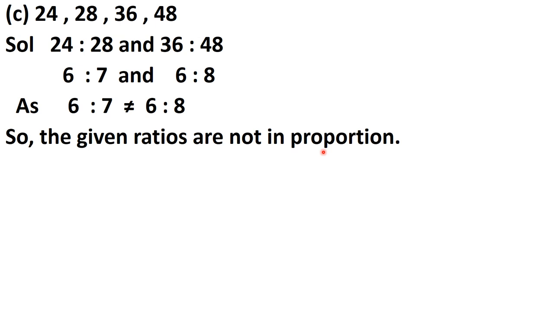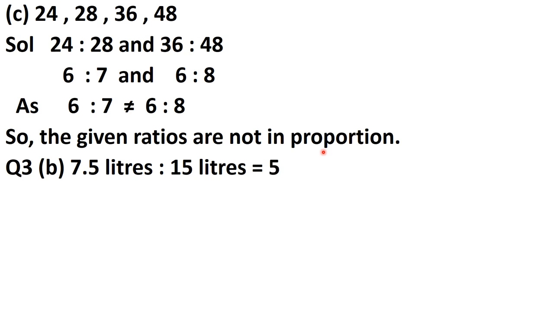Fine. All the questions of this exercise are the same. In every question you have to find out whether they are in proportion or not. Now see question number 3, B part. Are the following statements true? 7.5 liters ratio 15 liters, 5 kg ratio 10 kg. So we have to convert both into simplest form by removing their units, because we never use units in ratio.